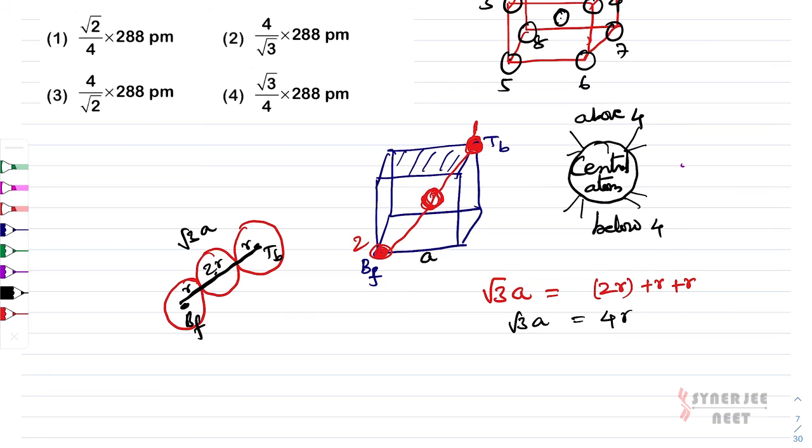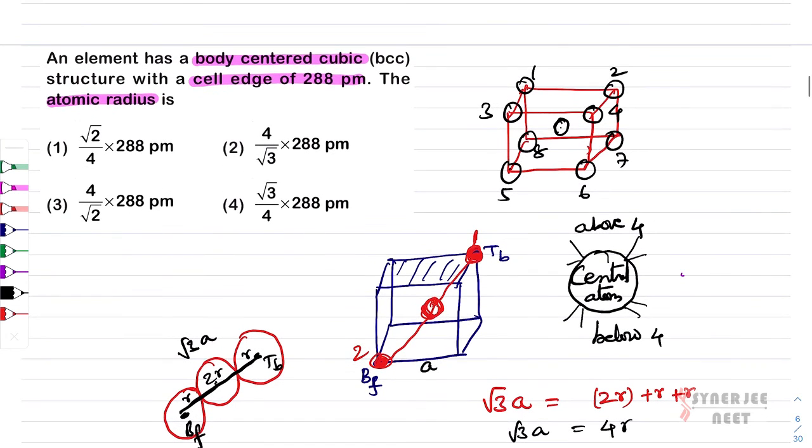And they are asking what is the atomic radius. So atomic radius can be written as root 3 times A by 4. And A is given as 288 in the question itself. So root 3 times 288 divided by 4. So if you see which option is correctly matching, root 3 times 288 by 4 is this.